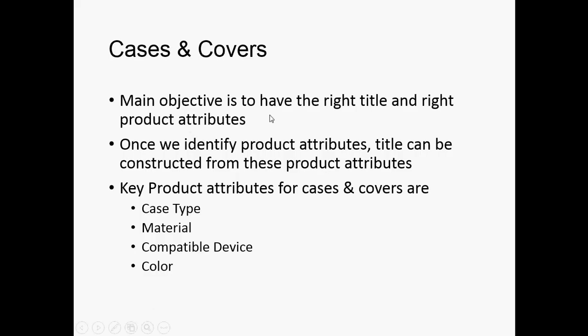The main objective is to have the right title and the right product attributes. Once we identify the product attributes, the title can be constructed from them. So we just need to identify the product attributes, then we will use a formula to construct the title. What are the key product attributes? We will go with case type, material, compatible device and color. I will walk through each feature attribute one after the other.